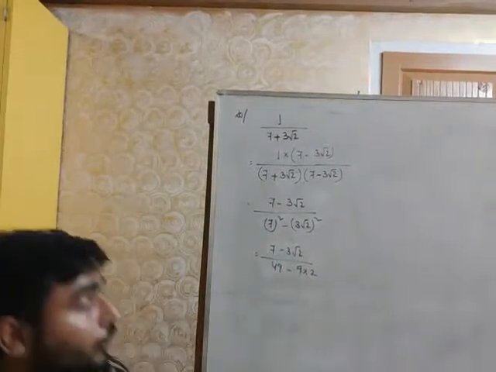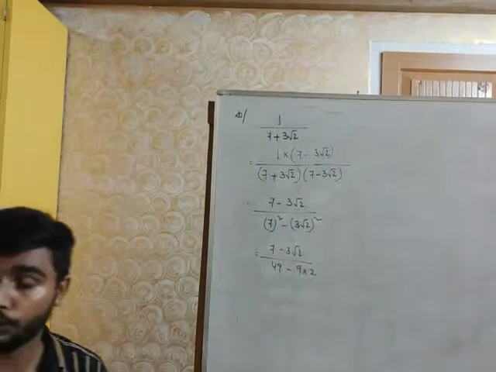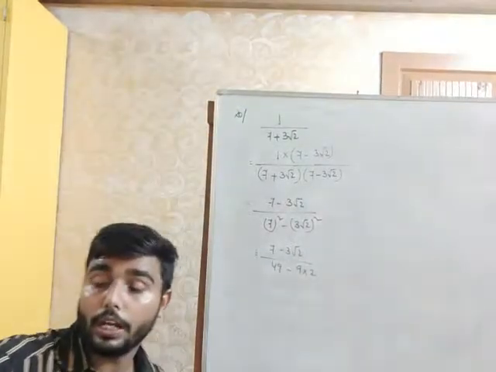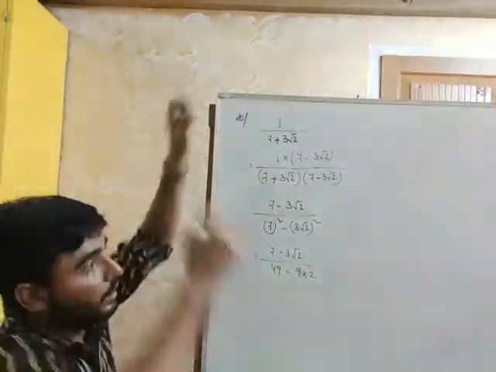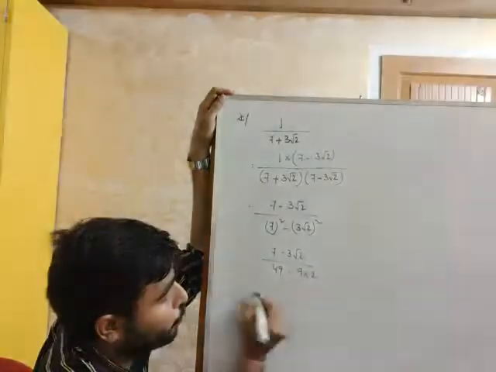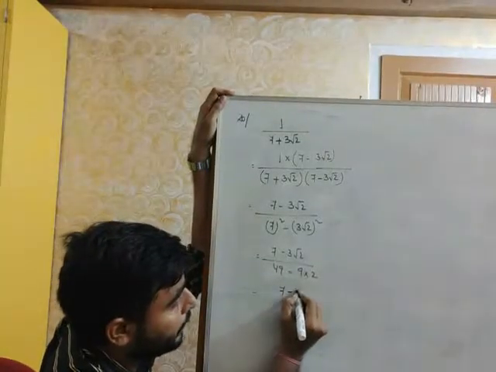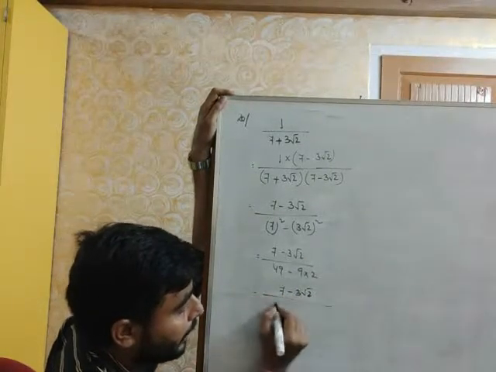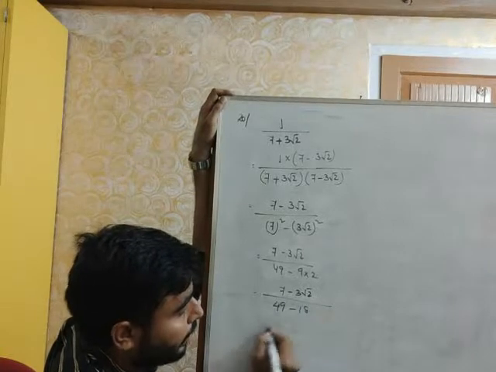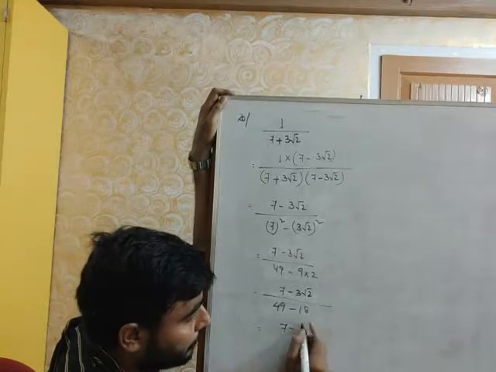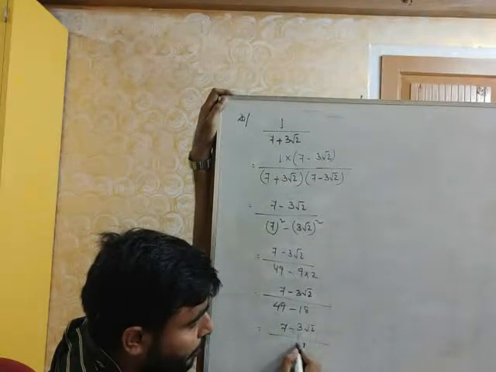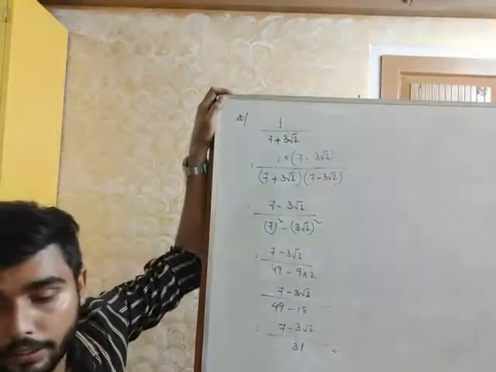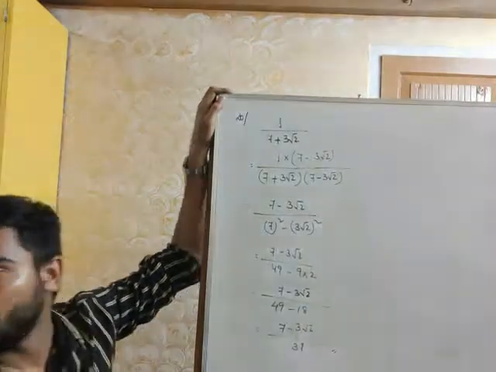So here what will happen, you have to square 3 and you have to square root 2. So 3 square will be 9 and root 2 square will be 2. 9 here will become 18. On subtracting you will get 49 minus 18, which is 31. So the answer is 7 minus 3 root 2 divided by 31. This is your answer. Clear everyone?